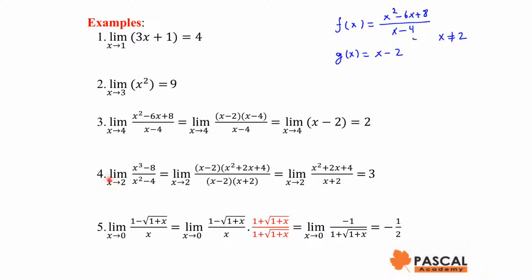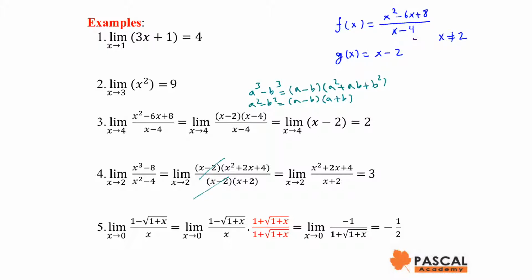Example 4. Limit of (x^3 - 8) over (x^2 - 4) as x approaches 2 is the same as limit of (x - 2) times (x^2 + 2x + 4) divided by (x - 2) times (x + 2). We know a^3 minus b^3 is (a - b) times (a^2 + ab + b^2), difference of cubes. And a^2 minus b^2 is (a - b) times (a + b), difference of squares.